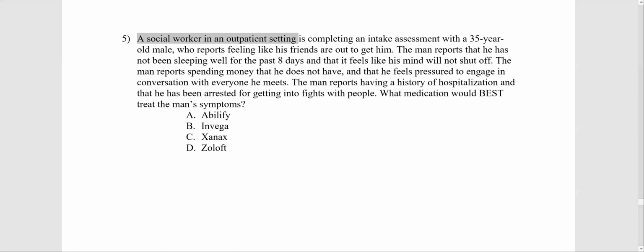We are a social worker in an outpatient setting, intake assessment. So, first time meeting a 35-year-old male. So, that's who our client is. And he reports feeling like his friends are out to get him in some way. And the man reports that he's not been sleeping well for 8 days.